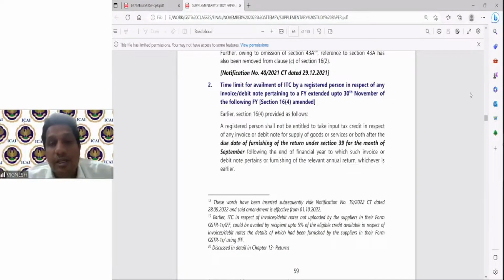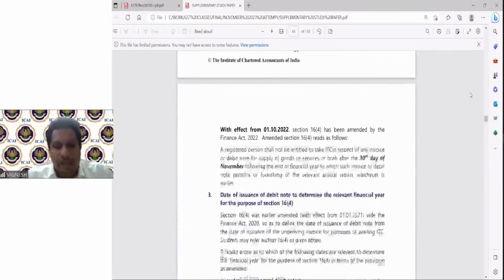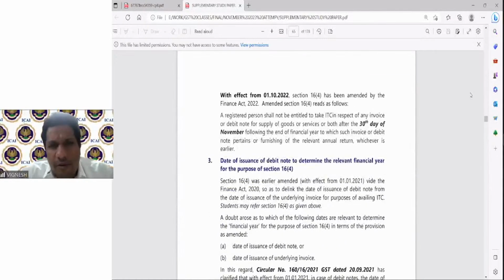So due date of furnishing return under 39 means the due date for filing the GSTR 3B for the month of September, which was October 20th. So either October 20th was the date, or the date on which the actual furnishing of the relevant annual return happens. Furnishing an annual return or the due date of furnishing the return, whichever is earlier, needs to be taken into consideration. Fine. Then with effect from 1st October 2022, 16 subsection 4 also has been amended.